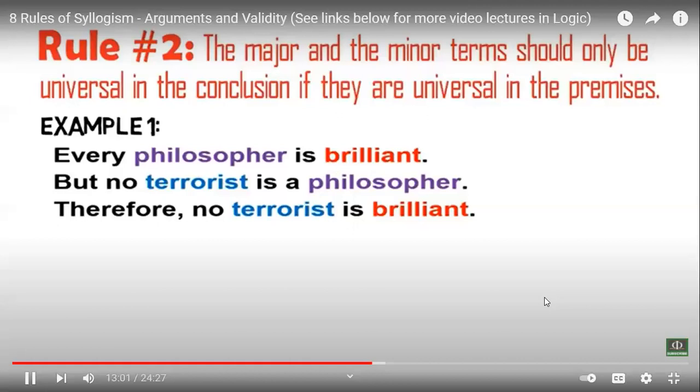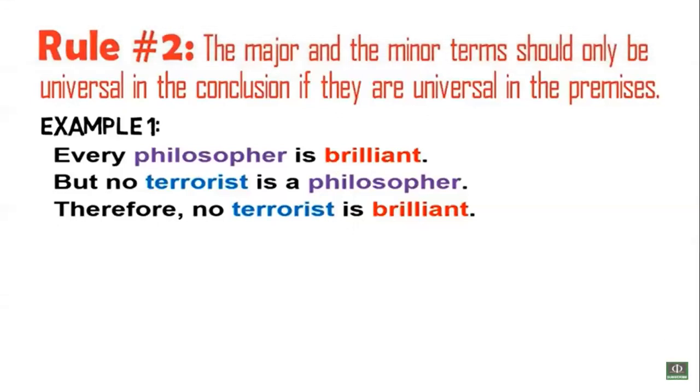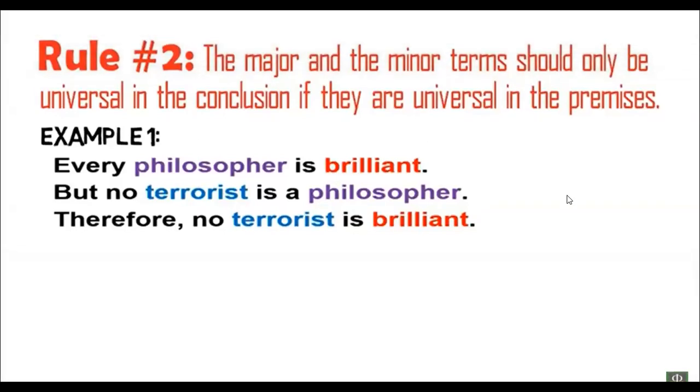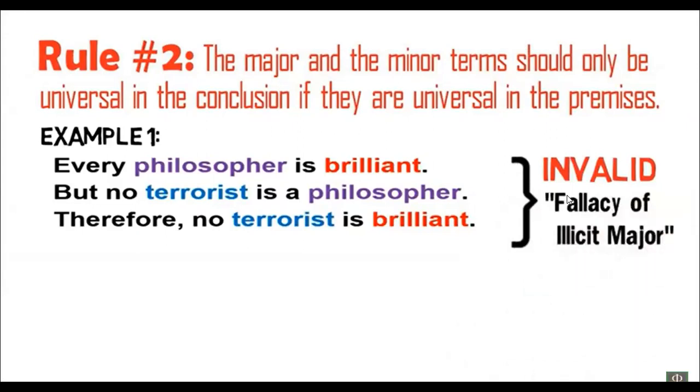negative. As we already know, the predicate terms of all negative propositions are universal. But if we look at the major term in the first premise, it is particular, because as we already know, the predicate terms of all affirmative propositions are particular. In the end, this syllogism is invalid because it violates rule number 2. This is what logicians call the fallacy of illicit major.